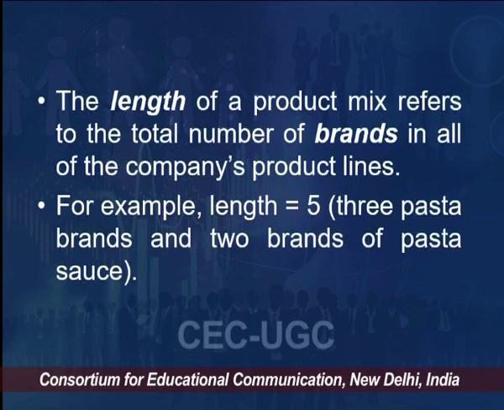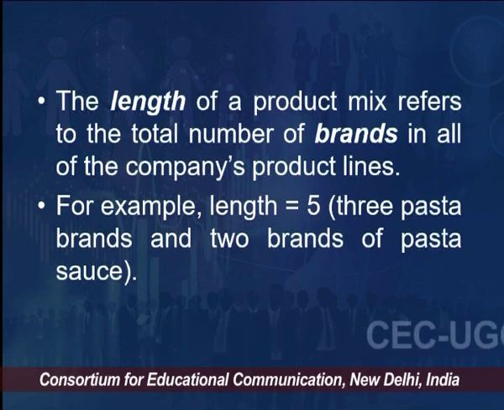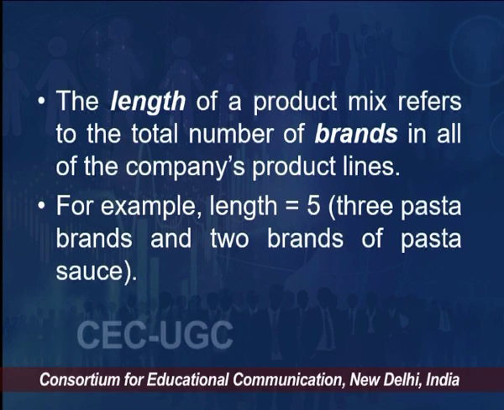For instance, if I am selling 3 pasta brands and 2 brands of pasta sauces in the market, in that case I would say that the length of my product mix is 5, which is a combination of 3 different brands of pasta and 2 different brands of pasta sauce. So this is called the length of my product mix. It refers to the total number of brands in all of the company's product lines. So it is very simple to understand.